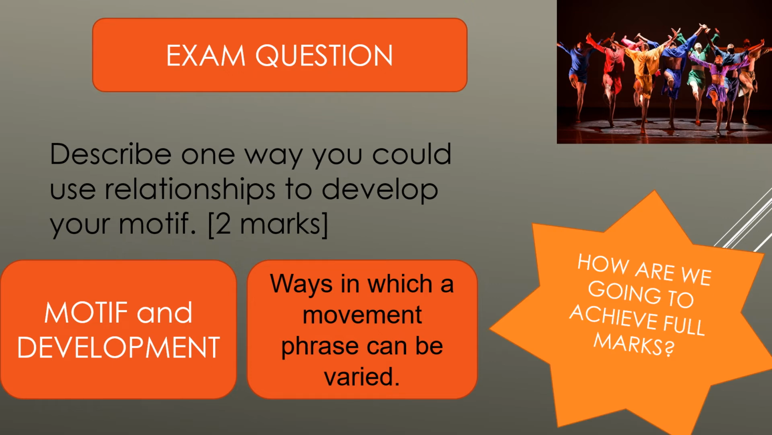So how are we going to achieve full marks, which is 2 marks? So you must talk about your previous motif. You're not making up a new motif. You're talking about the previous motif you've written about in the first question. And of course, you are changing a moment, you are developing it, and of course you have to use relationships. You have to know a relationship.